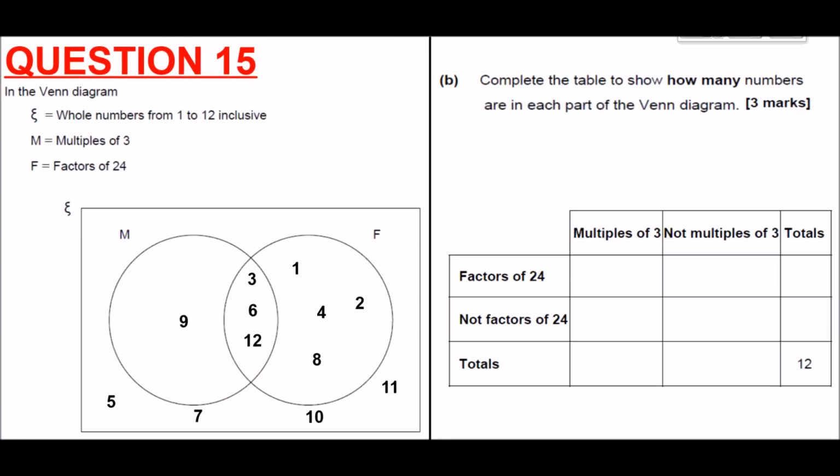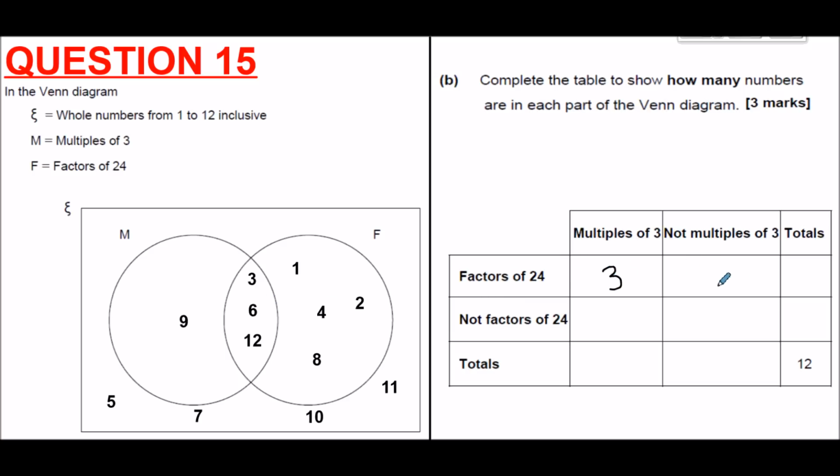So for part B, I've just done a carbon copy of that previous Venn diagram so we can refer to it for this question. Part B says to complete the table to show how many numbers are in each part of a Venn diagram. So first of all, the factors of 24. So which factors of 24 are also multiples of 3? That's the overlapping part. So 3, 6, and 12, that's 3 numbers. 3 numbers are in the overlap.